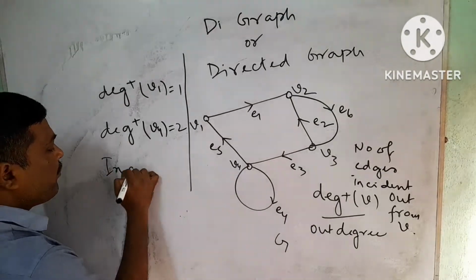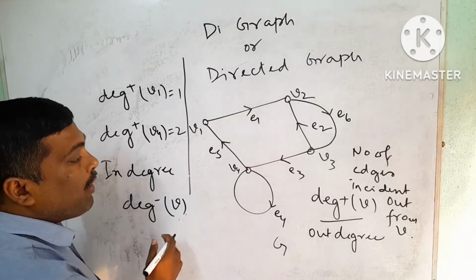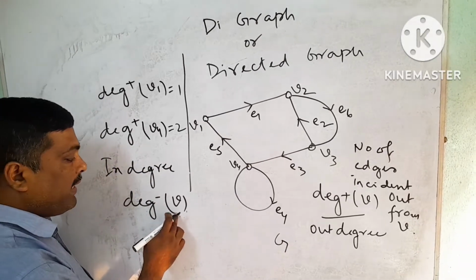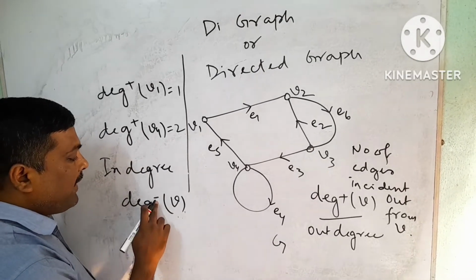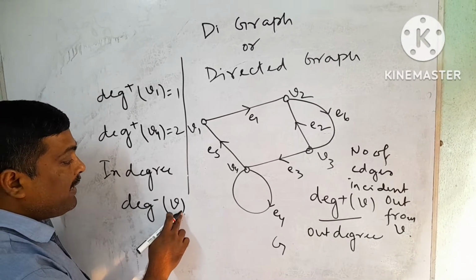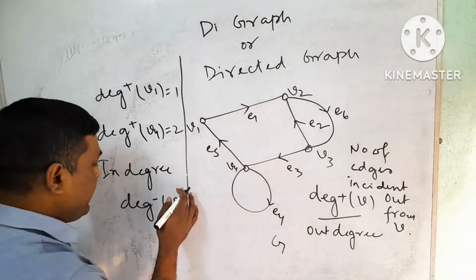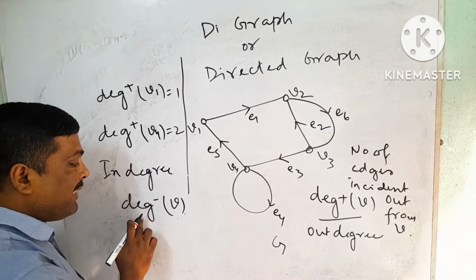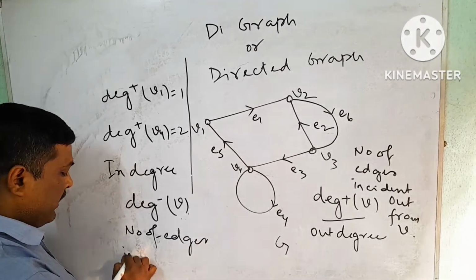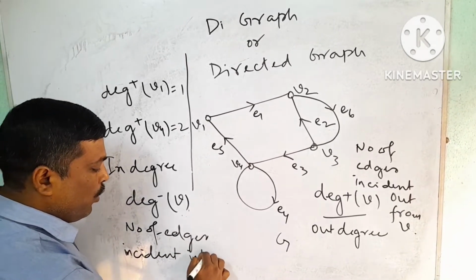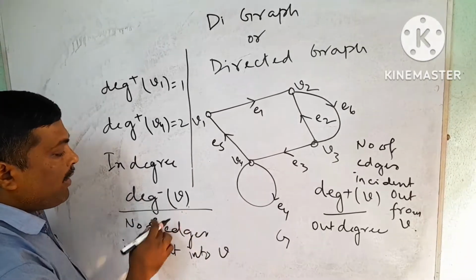Now what is in degree? d_G minus V is the in degree of the vertex V. Sorry, what is the in degree of a vertex in a digraph? That is the number of edges incident into V. Number of edges incident into V, that is the in degree of the vertex. Okay. So the in degree of a vertex V is the number of edges incident into V.